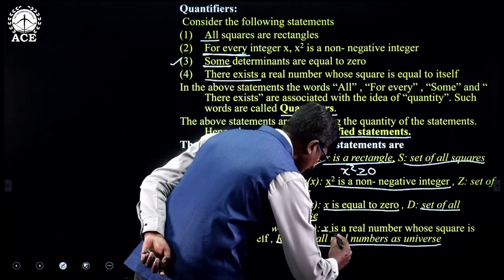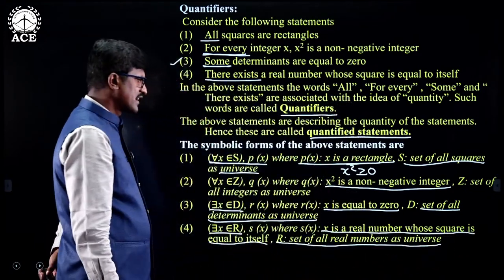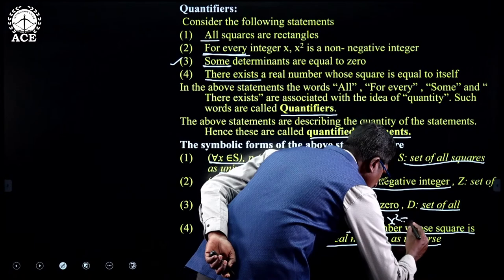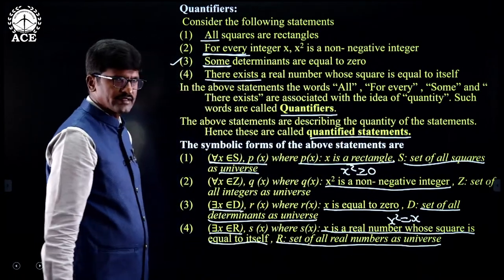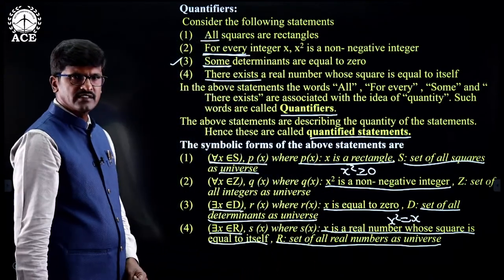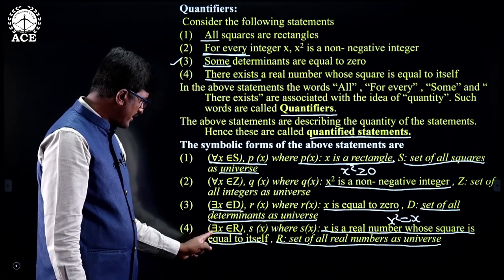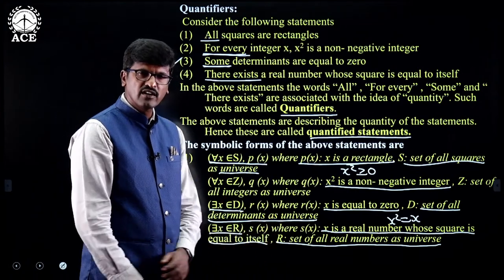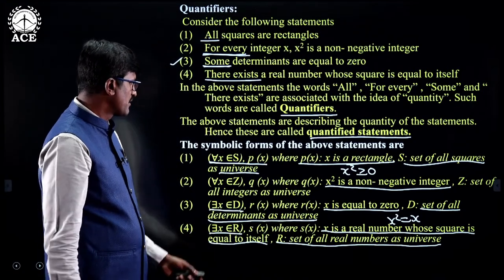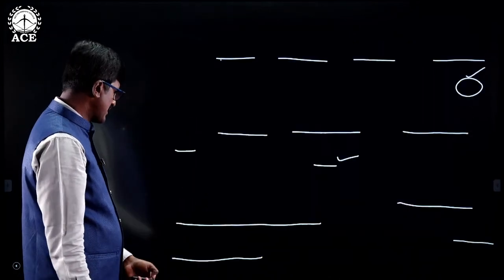What is S of x? x is a real number whose square is equal to itself. So this can also be written as x square is equal to x. x square is equal to x is nothing but the square of x is itself. So in the fourth example, there is an existential quantifier and the universe is the set of all real numbers. And the open statement is about x being a real number. So, these are all the symbolic forms of the given quantified statements.